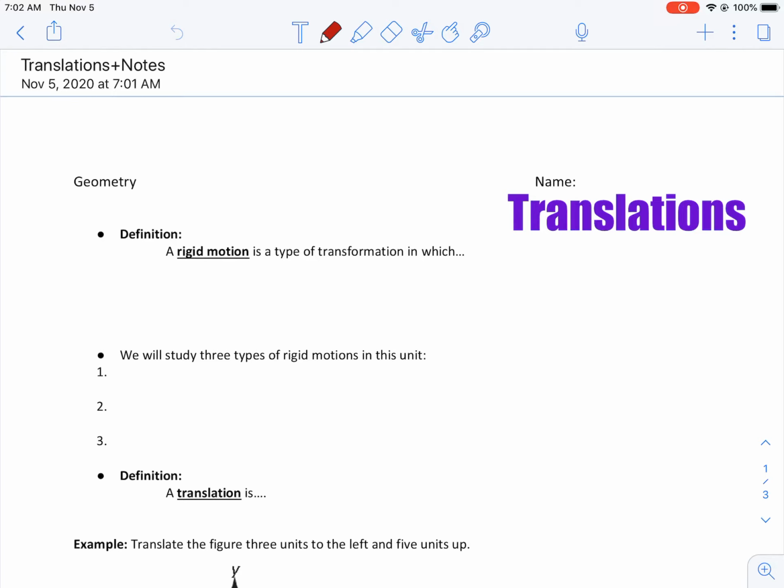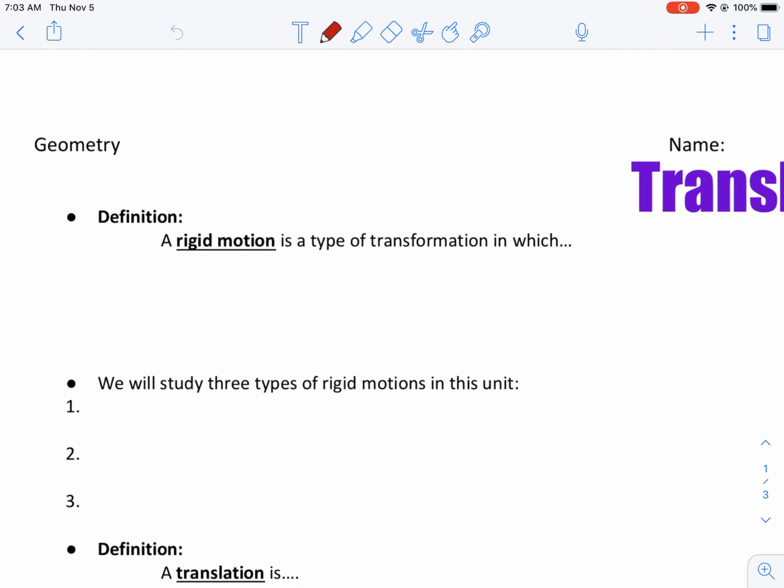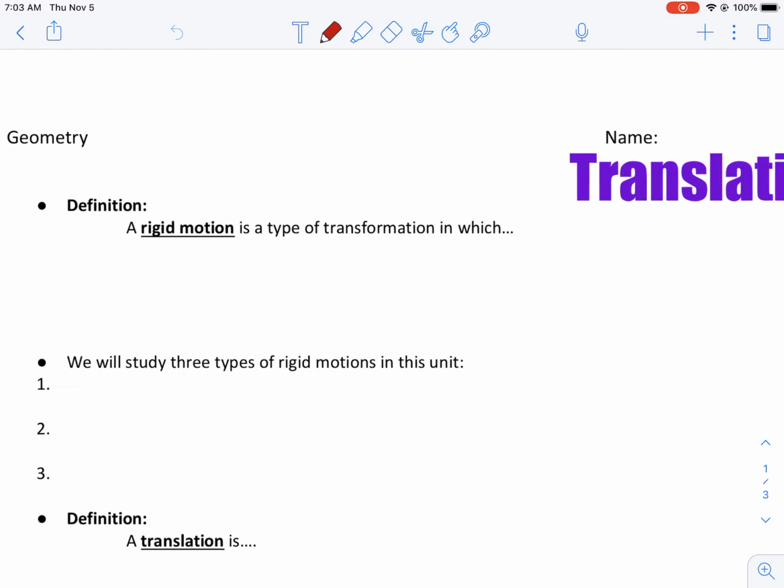All right, we finally made it. We're at one of the last units of the semester, which is kind of crazy. It's already November, so this unit is going to be about transformations, okay? And we're actually going to talk about our first transformation today, which is a translation. Since this is the first lesson of the unit, we are going to start with some vocabulary, but we're actually going to get down to doing some examples today.